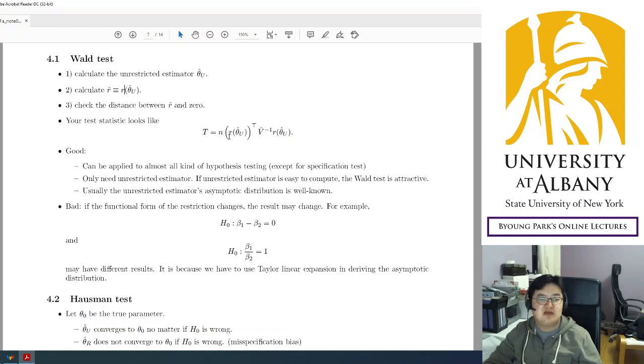Its test statistic takes a quadratic form. Quadratic form requires the asymptotic variance. Asymptotic variance of R theta hat involves the delta method. So it depends on your functional form, but usually you know the asymptotic distribution of theta hat, and then the asymptotic distribution of R theta hat can be derived by the delta method. So the delta method gives you the asymptotic variance for R theta hat. So this is the estimator for the restriction. And so it's pretty simple.